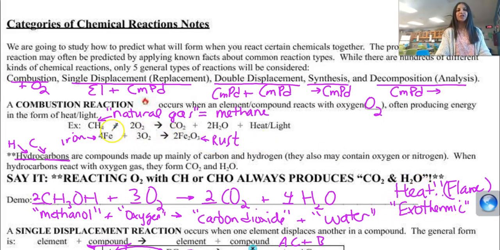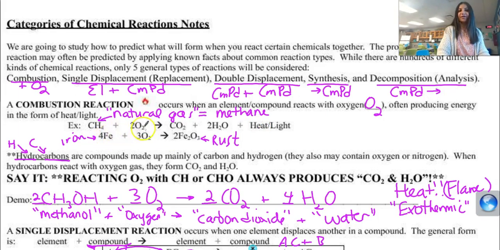If you have a reaction like methane, natural gas, which is the gas that flows through your homes, and you react that with oxygen, you just light it, and it starts reacting, you're going to get carbon dioxide and water with the heat and the light. And so that's how you can get your stove, for example, at home to give off heat to heat up your water for your mac and cheese or whatever it is that you're going to make.